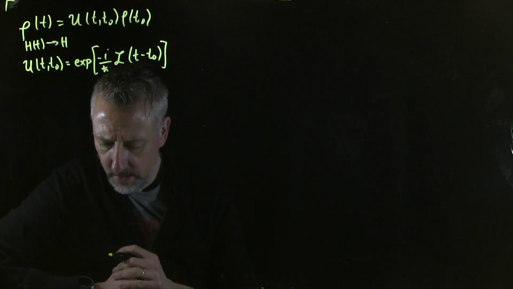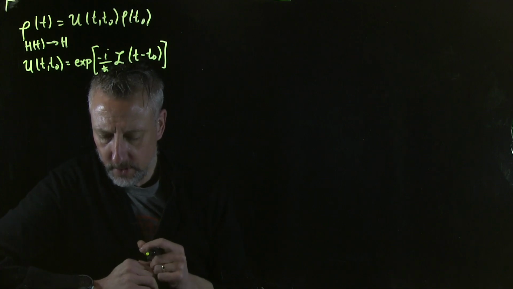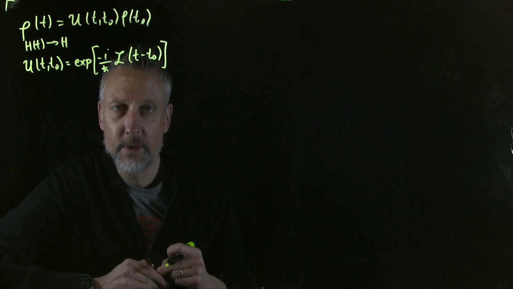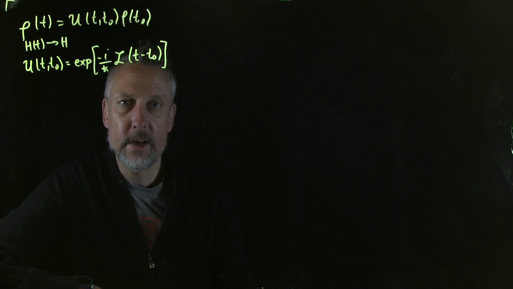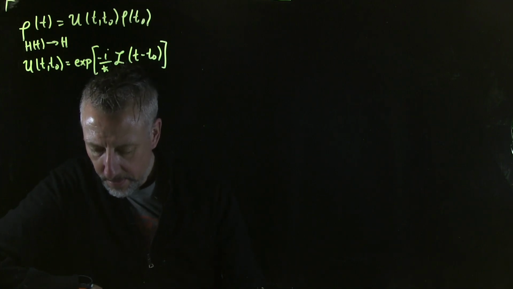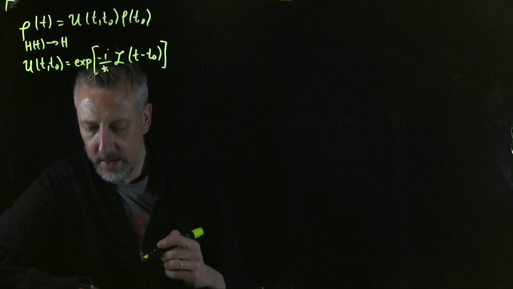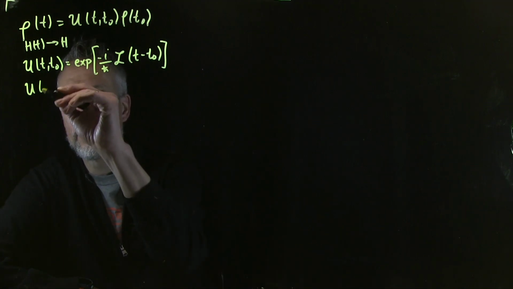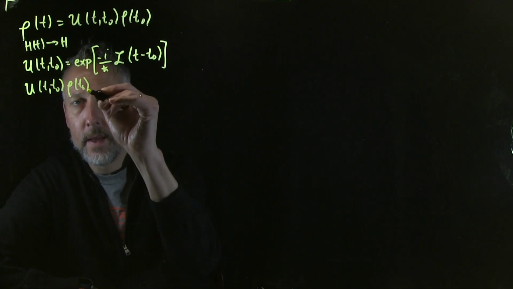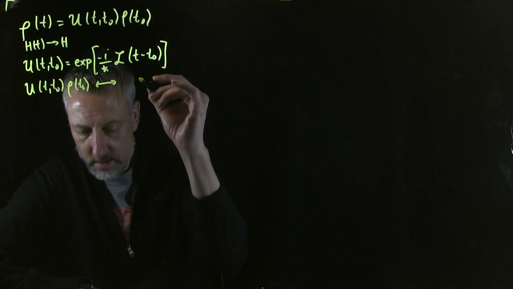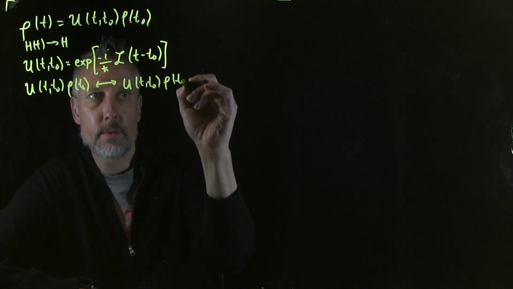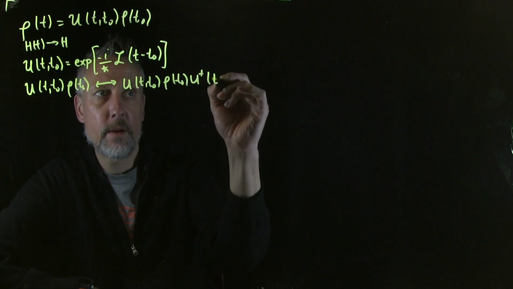All right, so a couple of things that we can do now is switch back and forth between Liouville space and Hilbert space, because it's certainly useful to do that. One way to do that is to remind ourselves that in Liouville space, U(t, t0) acting on rho of t0 has an equivalence in Hilbert space of doing this, which is what we started with a very long time ago.